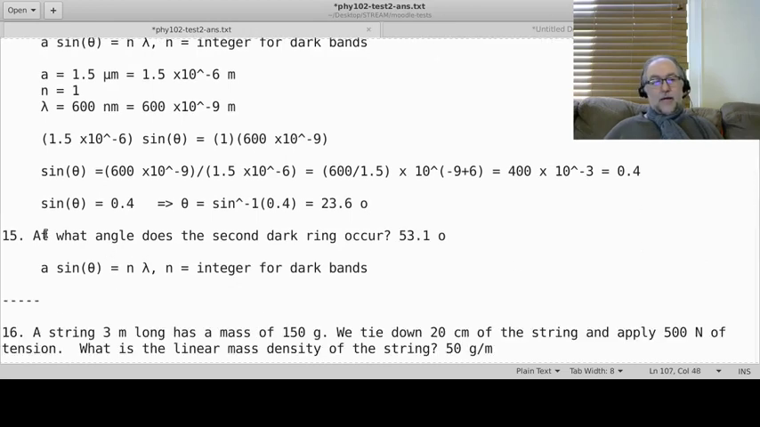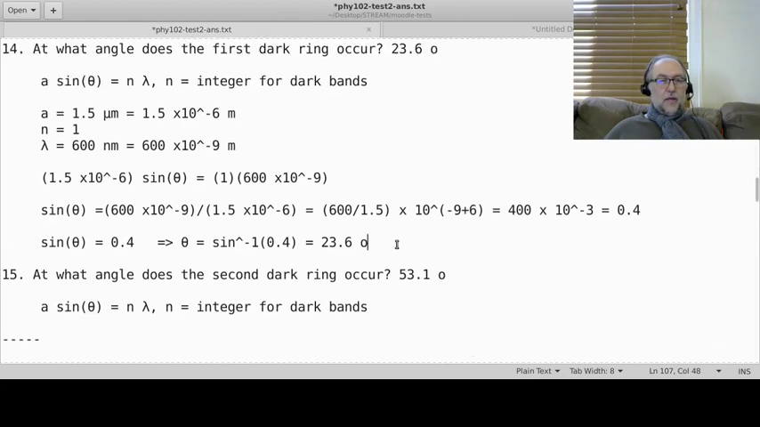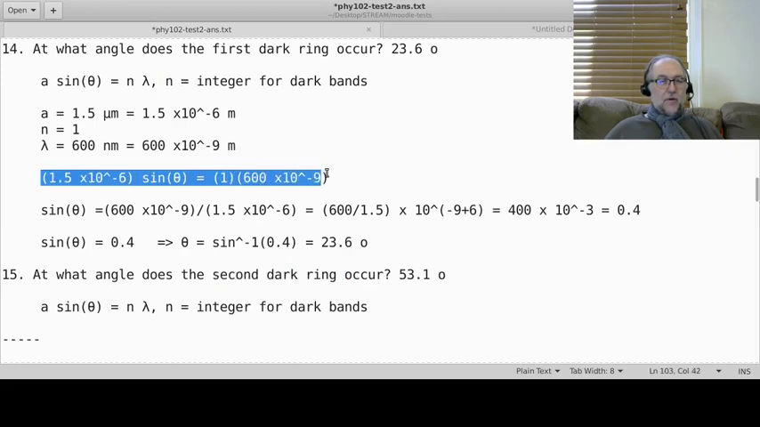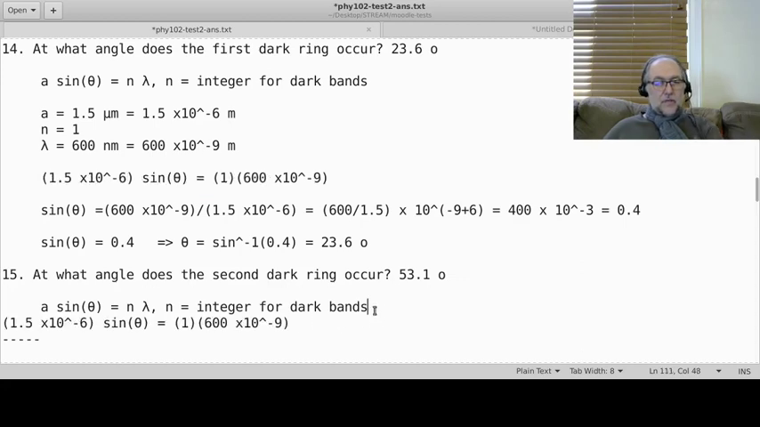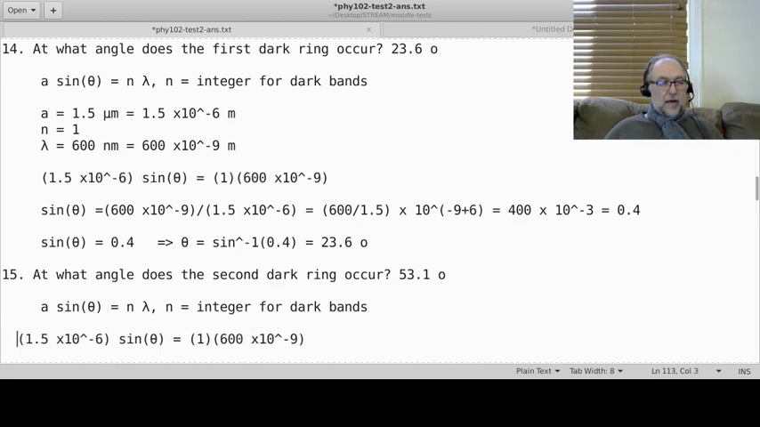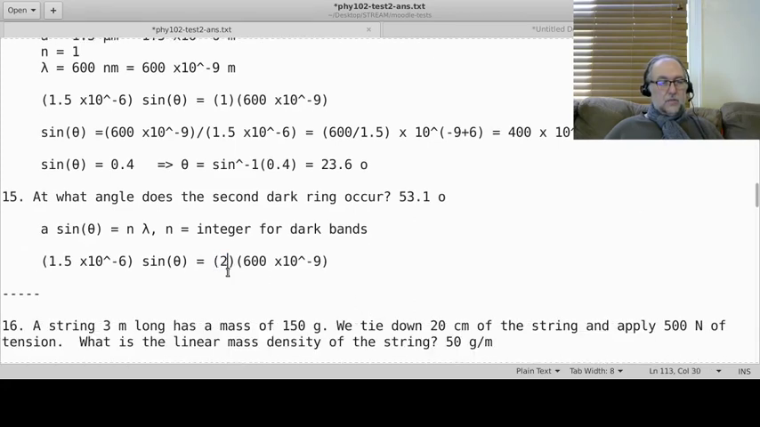Now the second one is, if you know how to do the first one, you should be able to do the second one. The only thing is you need to know that the second ring occurs at n equal to 2. So everything is the same here, except now we're looking at n equal to 2. Proceeding in the exact same way, you would take the inverse sine. You find that the angle turns out to be 53.1 degrees. And so that was the answer for that one. All right, let's continue.